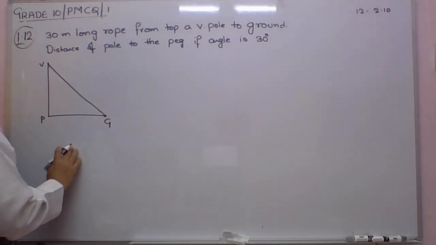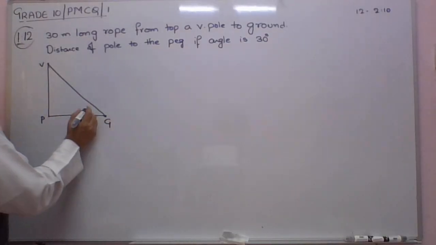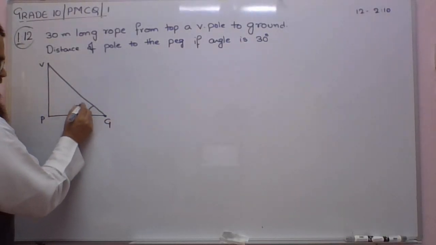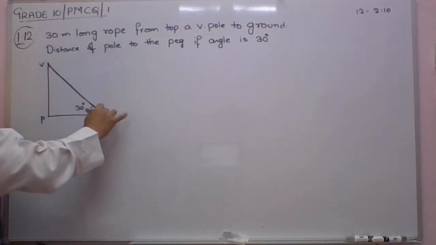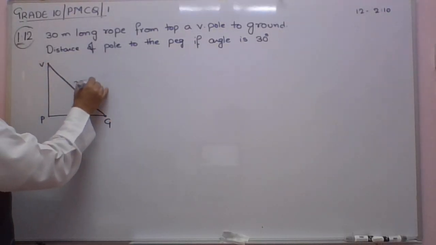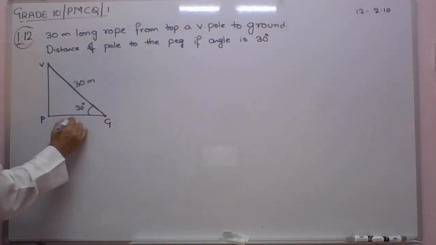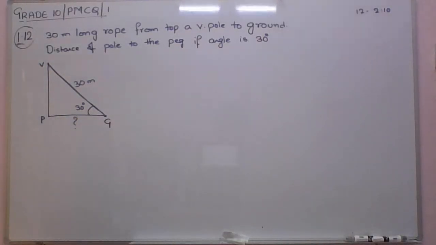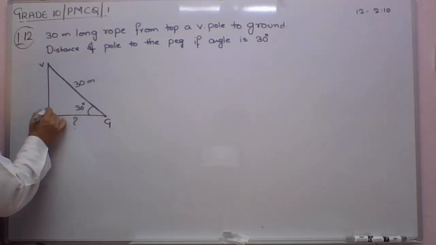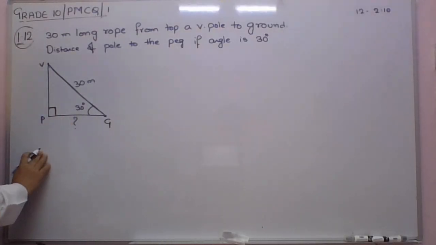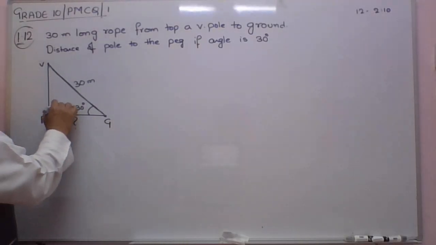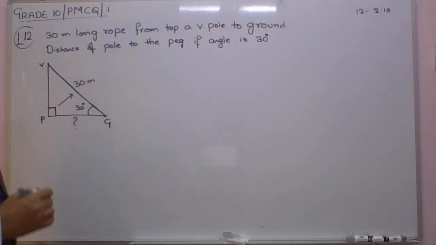The angle made by the rope to the ground is 30 degrees. Okay, this is 30 degrees and already a 30-meter long rope. This is 30 meters, so let us write here 30 meters. And now he is asking the distance between the pole and the peg. Until or unless you draw this figure, you will not get the correct answer. What is the angle between pole and ground? It is 90 degrees.